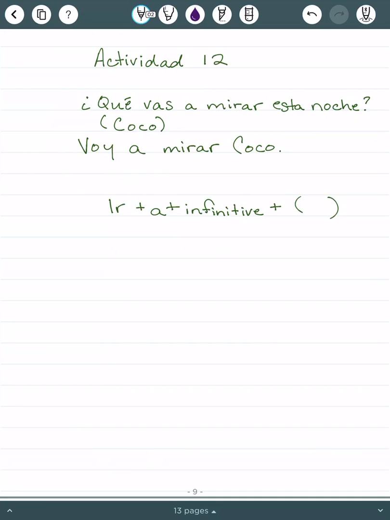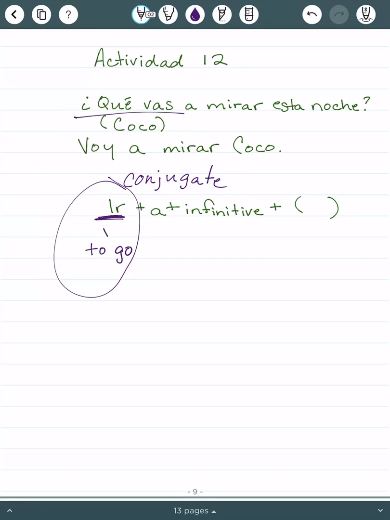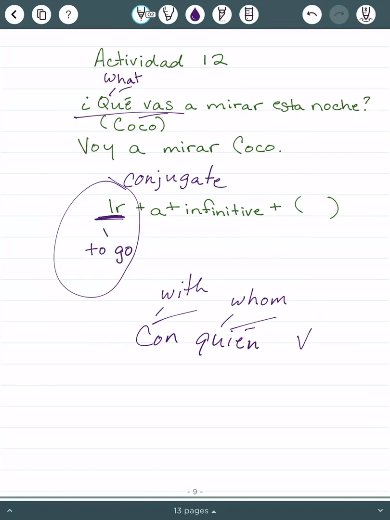Activity 12. Okay, so this one is using our new verb ir. Remember, that's to go. Look at your notes for the conjugations because we need to conjugate this verb. So you're just going to look at the question. They pretty much all start with qué vas or con quién vas. Remember, qué means what, con quién, that means with whom. So what are you going to do, with whom are you going, pretty much. So that's what you're going to be seeing. And then you're going to answer with whatever's in parentheses.